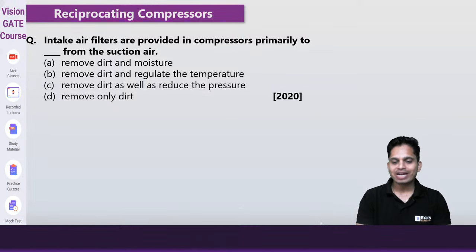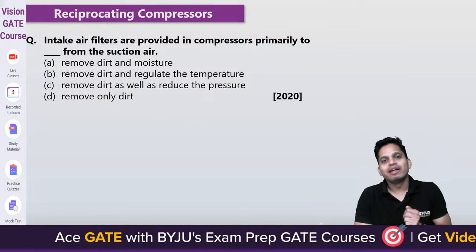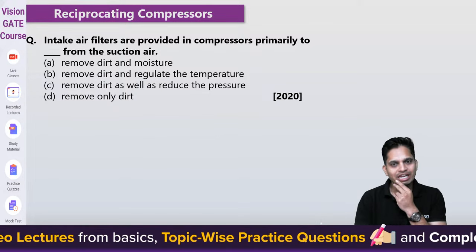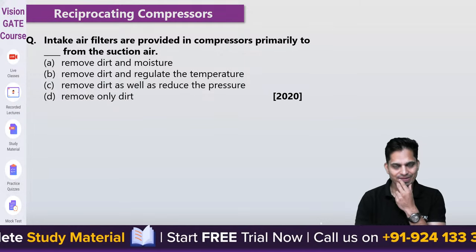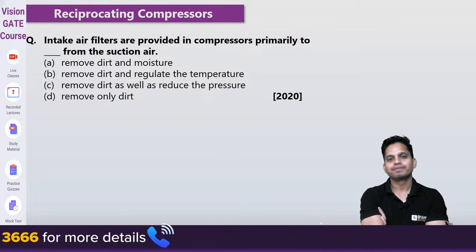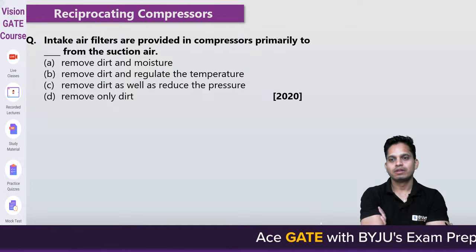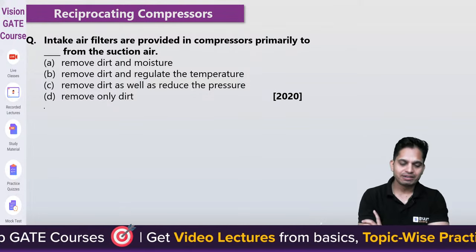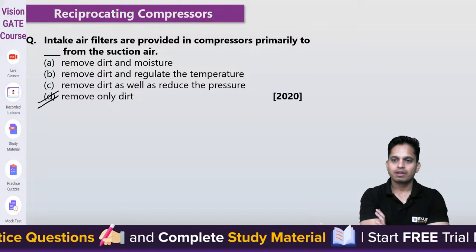Intake air filters are provided in the compressor primarily. We use intake air filters. So when air enters the compressor, we use a filter before it. Why do we use a filter before it? Not moisture. For moisture, we have an after cooler. Only dirt. It removes only dirt. That's all. An air filter is only for dirt. How can a filter remove moisture? Okay. So only dirt.